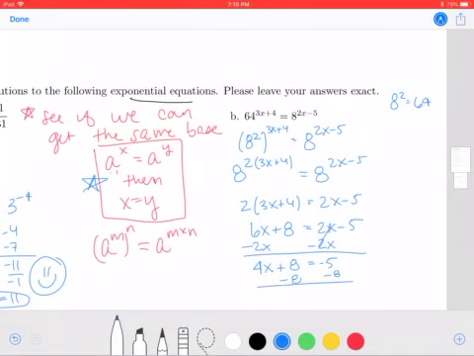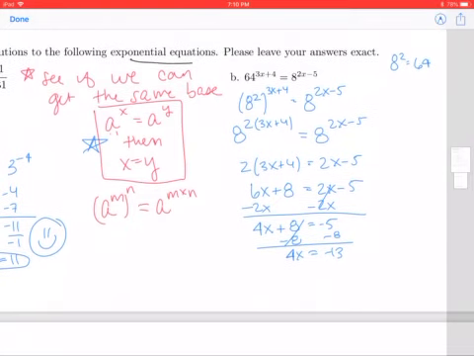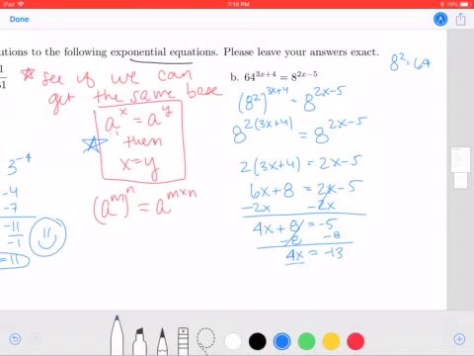Move the 8 to the right by subtracting it. And that gives me 4x equals negative 13, because it's negative 5 minus 8. And then divide both sides by 4. So I get x is equal to a negative 13 fourths. That's it.